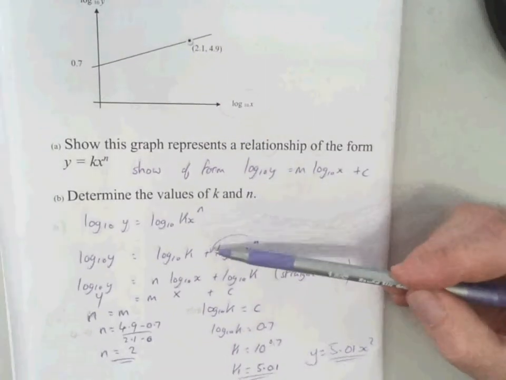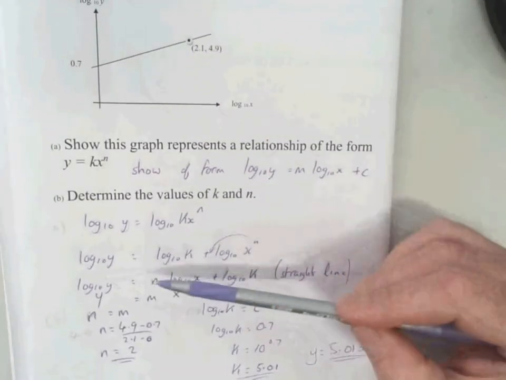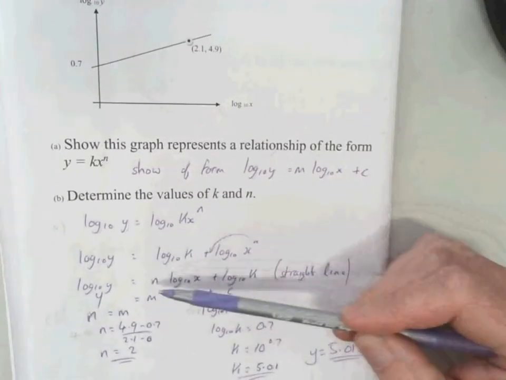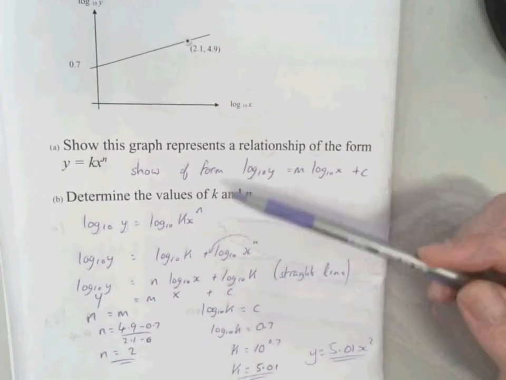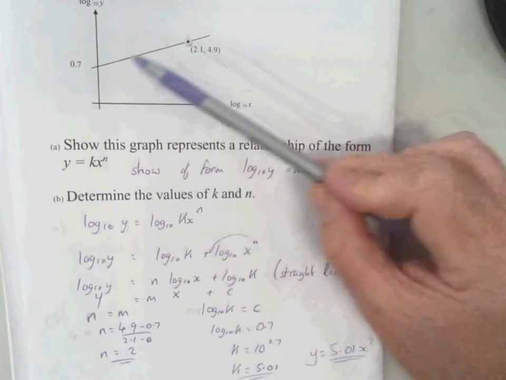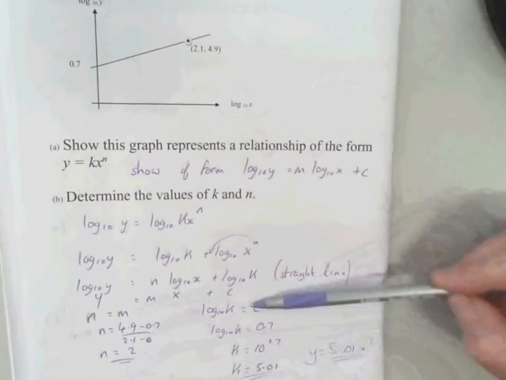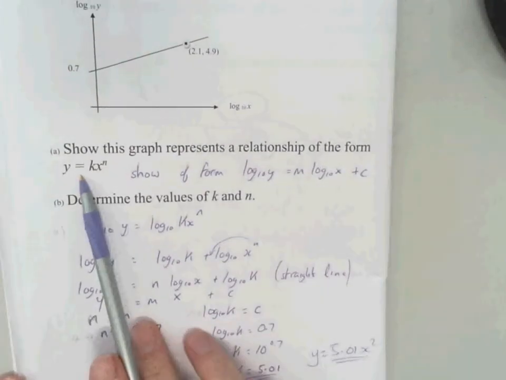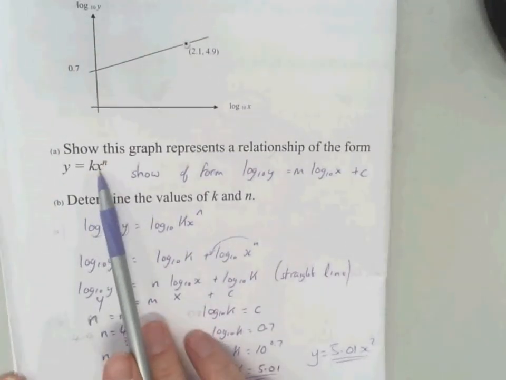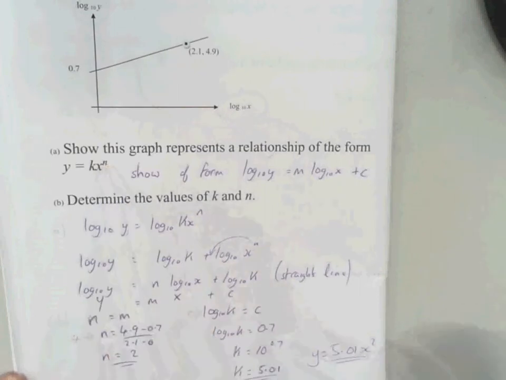So again, apply our log laws, rearrange, get it looking like the equation of a straight line. This will be the gradient, this will be the y-intercept. So find the actual gradient and the actual y-intercept from the graph that we've got to find our values of n and k. So here we had y equals kx to the power n, so we were raising x to the power n.